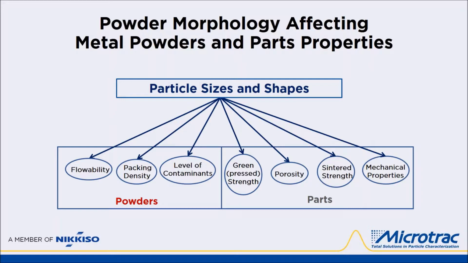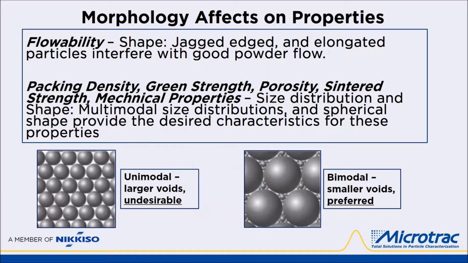Powder morphology, sizes and shapes, affect important properties of both the powders and of the powdered parts. Flowability, packing density, and level of contaminants for powders, plus green strength, porosity, sintered strength, and final mechanical properties for PM parts are all affected by both sizes and shapes of powders. The powder morphology affects all these properties.